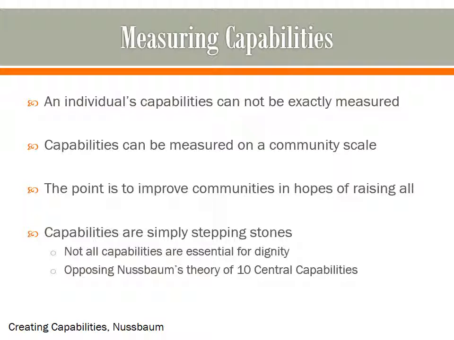We don't view these central capabilities in the same light as Nussbaum. Nussbaum believes that all 10 are vital to have a dignified life, and if you are lacking in any area, you are poor. However, we do believe that capabilities are stepping stones to a successful, dignified life. Therefore, it is not essential for all of these capabilities to be possessed in order to not be impoverished.